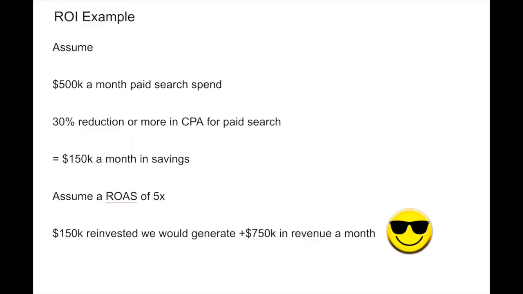And so let's take an ROI example of what this might look like. Let's say you're spending $500K a month on paid search, and you realize a 30% reduction in CPA for your paid search. That means you're saving about $150K a month, but if your return on ad spend is about 5x and you reinvest that, that's $750K a month in additional revenues that you're driving for your company. This makes you a standout winner in the organization and a winner in the marketplace. This is really exciting, insane revenue growth.